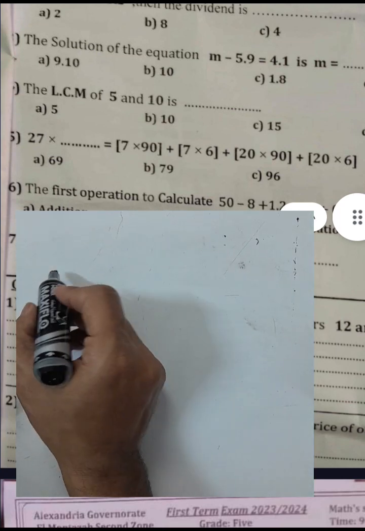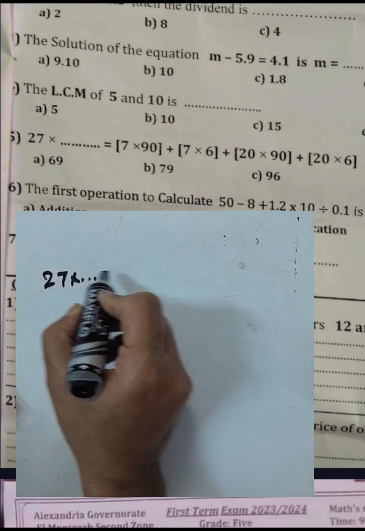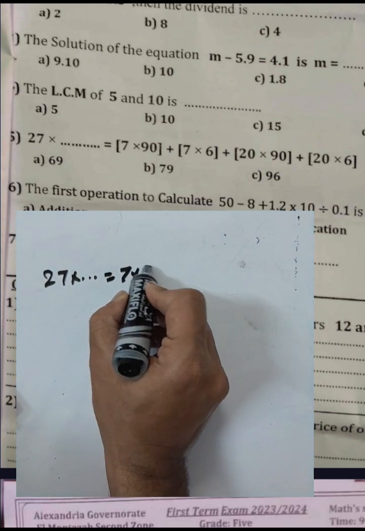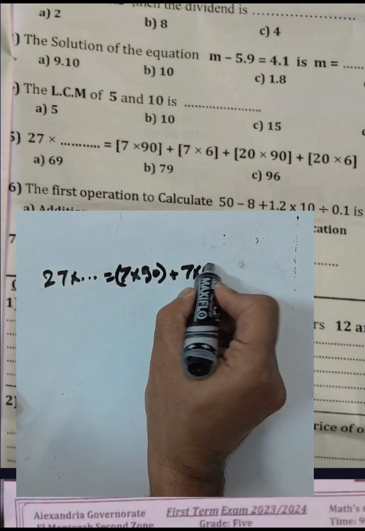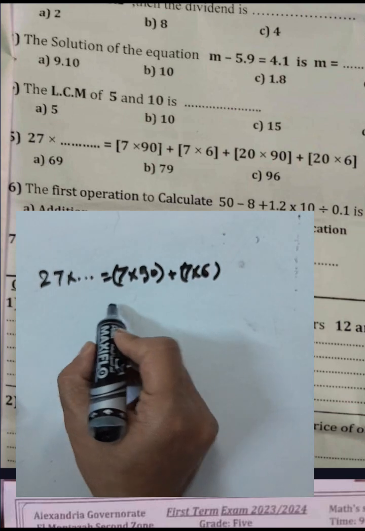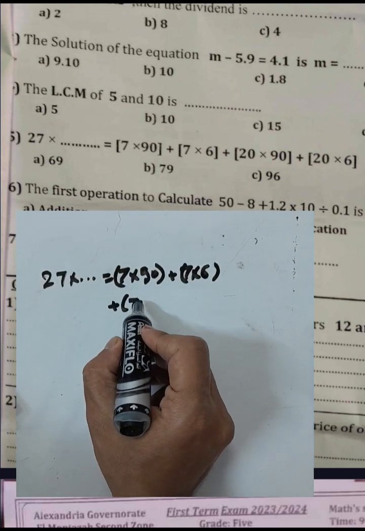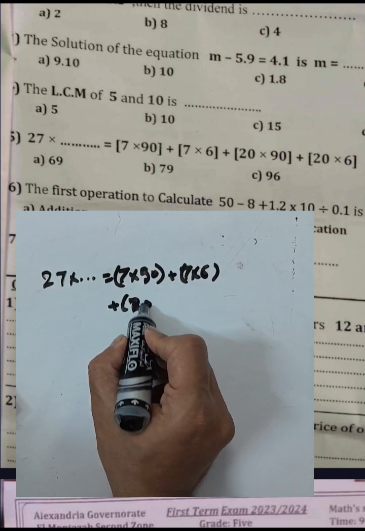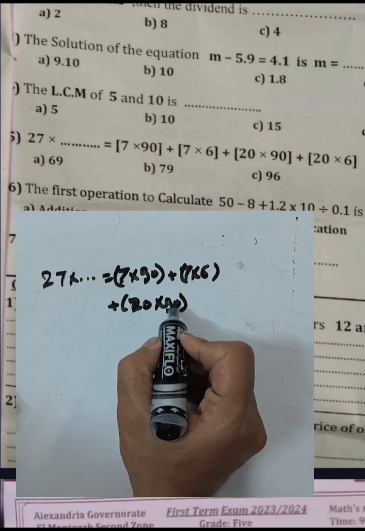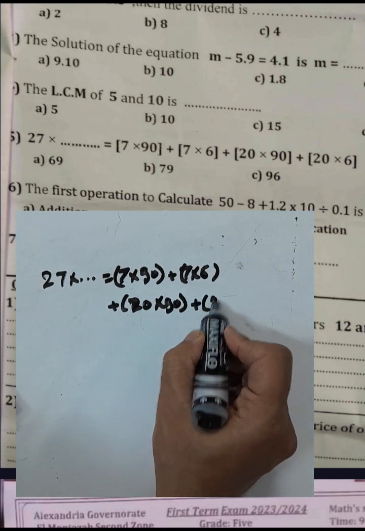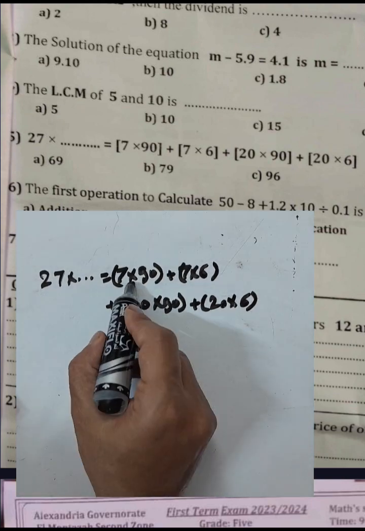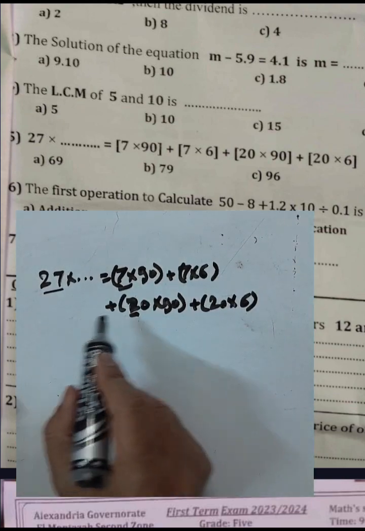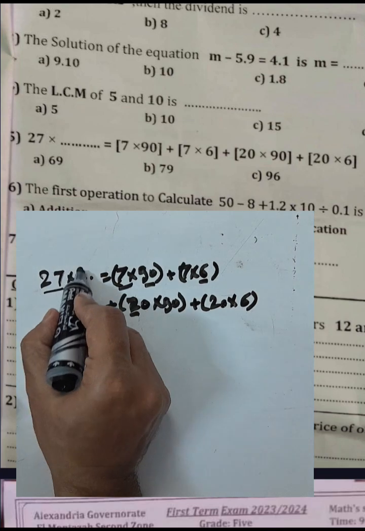Next question, 27 times blank equals 7 times 90 plus 7 times 6 plus 20 times 90 plus 20 times 6. We use the distributive property here. 7 plus 20 is 27. 90 plus 6 will be 96. Write here 96.